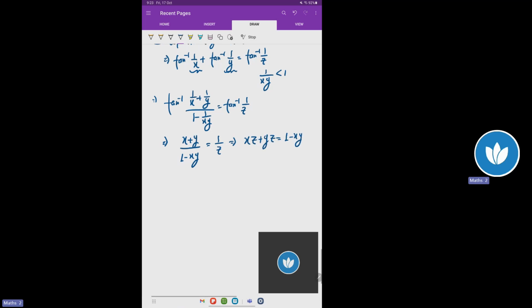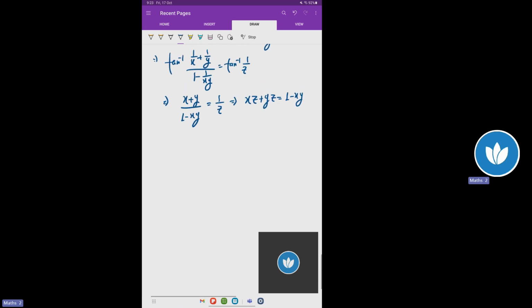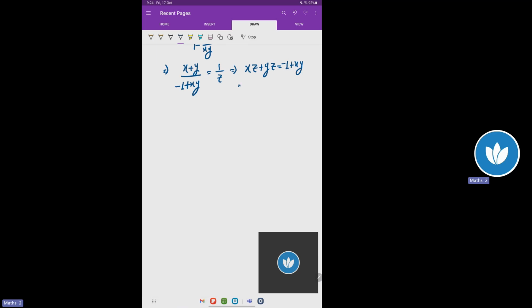So if I collect the x terms, this would be y plus z, I think. Here we have committed a mistake. So this should be xy minus 1 actually. So if you collect x on one side, this is xy minus xz equal to yz plus 1 actually. So x we can write as yz plus 1 upon y minus z.